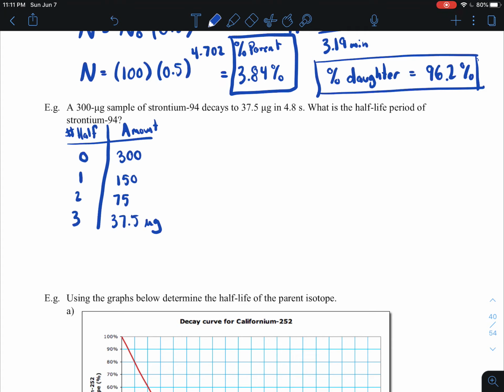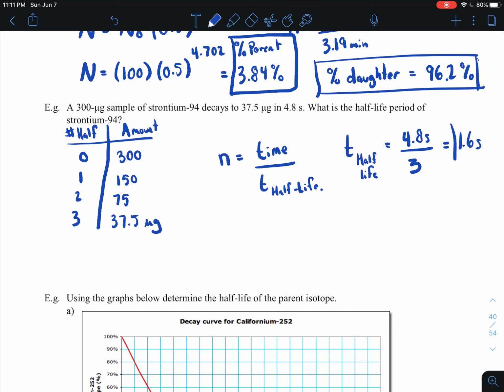So if 3 half-lives occurred in 4.8 seconds, we should be able to figure out, well, how long is a half-life? So in other words, we're saying n is equal to the time divided by the time for the half-life. So if I want to solve for the half-life, that's just going to be equal to time, 4.8 seconds, divided by the number of half-lives that have occurred, which is 3. So 4.8 divided by 3 gives us a nice 1.6 seconds.